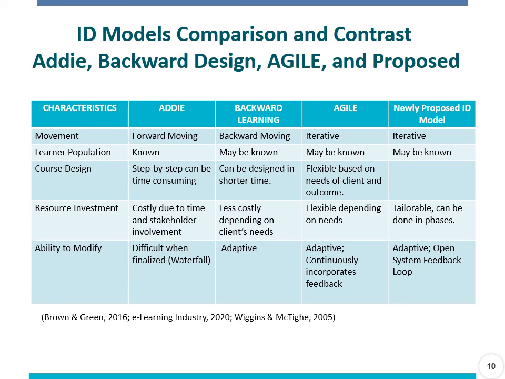As you can see, the newly proposed model offers us iterative movement across the phases of the instructional design. The learner population is known. The course design is open because we're not sure how we're going to develop that yet. The resource development is tailored. It's going to be done in approaches, and we're open. The system has an open system feedback loop, so that feedback from the stakeholder community, externally, internally, and from the learner community can be evaluated and incorporated into this learning intervention.